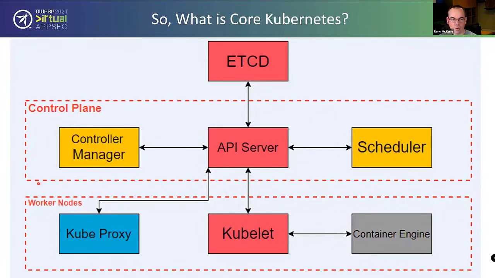And then we've got a set of worker nodes. And our worker nodes are where our applications are deployed. So the way Kubernetes works is it has a set of virtual machines or physical servers, and you deploy containers to those virtual machines or physical servers, and they run on the worker nodes.